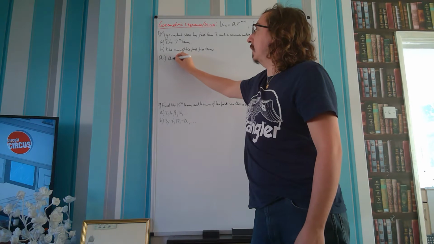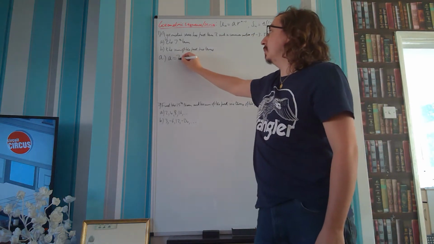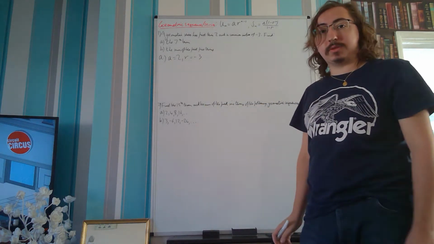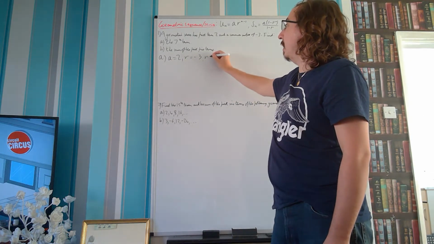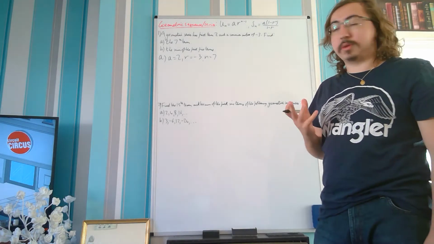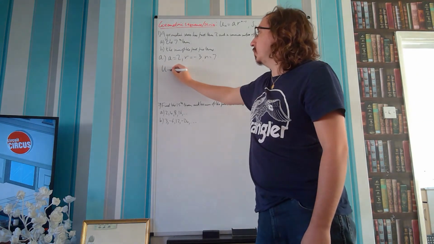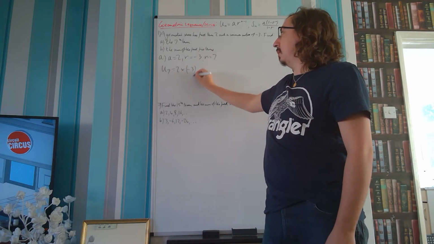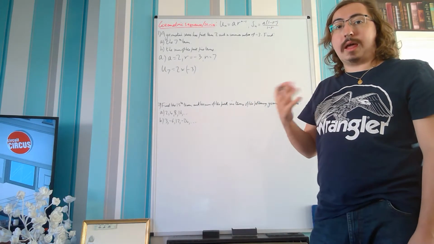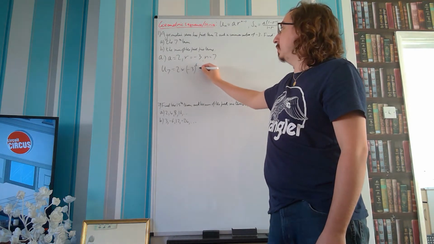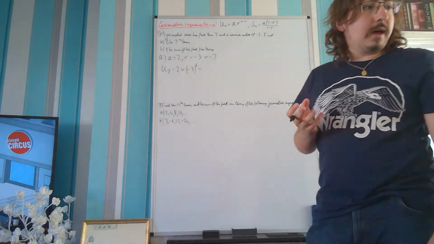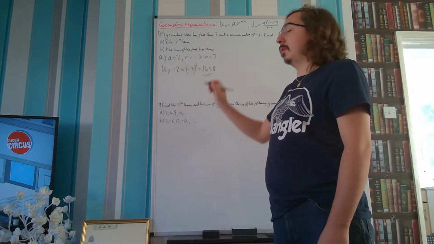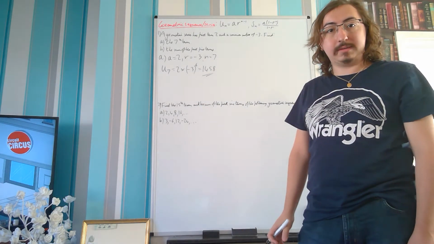So if we take our key bits of information, a, our first term, is 2. r, our common ratio, is -3, and n is equal to 7 because we're looking for the seventh term. So U7, if we substitute in, is 2 times -3 to the power of n-1, so 7 minus 1, which is equal to 6. And if you put that into your calculator, you end up with 1,458.